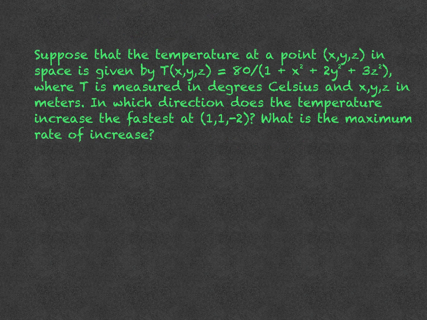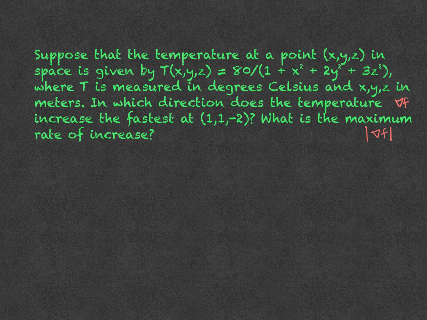It says, suppose the temperature at a point x, y, z in space is given by this function T equals, where T is measured in degrees Celsius and x, y, z in meters. In which direction does the temperature increase the fastest at 1, 1, -2, and what's the maximum rate of increase? So we know that the direction is our gradient, and we know that the maximum rate of increase is the length of the gradient. So we're not even asked to find the directional derivative at this point. We just need the gradient and the length of the gradient because it doesn't say what's happening at that point.